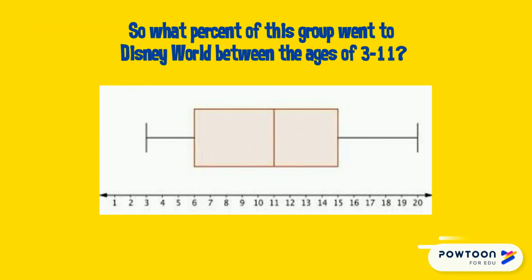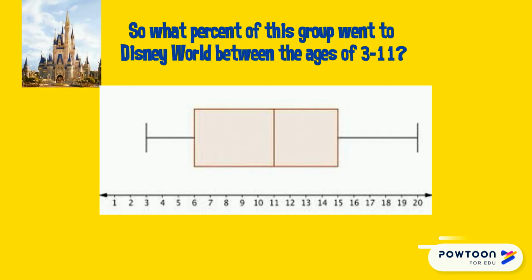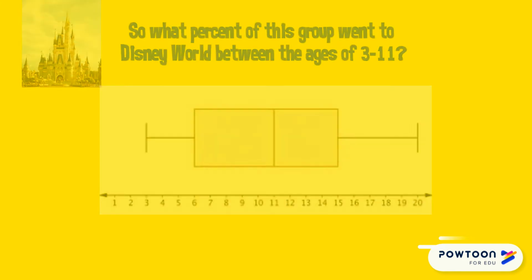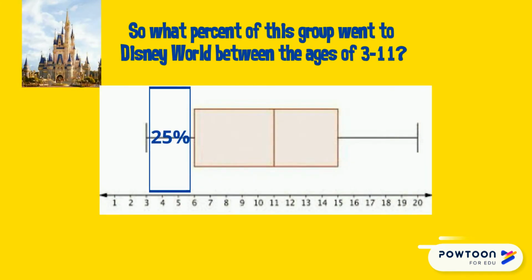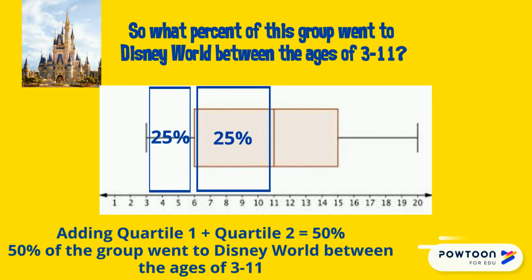So what percent of this group went to Disney World between the ages of 3 to 11? Quartile 1 is 25%, and that goes from the ages of 3 to 6. And then quartile 2 is 25%, and that goes from the age of 6 through 11. So adding them together would be 50%. So 50% of the group went to Disney World between the ages of 3 to 11.